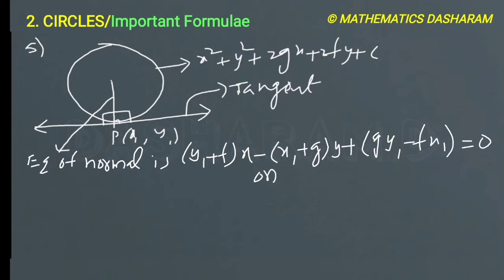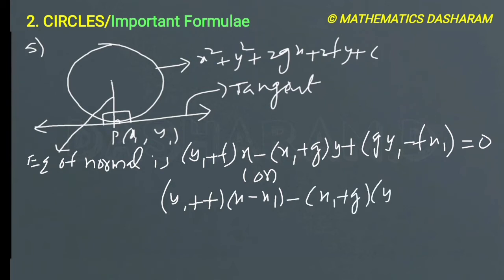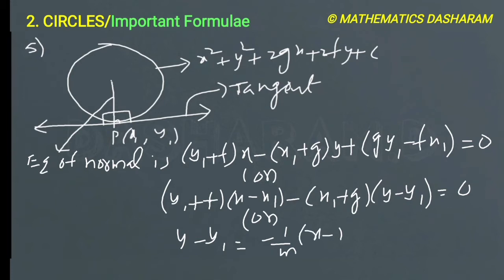Next, one more formula for the equation of a normal, that is (y1 plus f) into (x minus x1) minus (x1 plus g) into (y minus y1) equals 0. One more formula for this: y minus y1 equals minus 1 by m, where m means the slope of the line, into bracket of x minus x1.